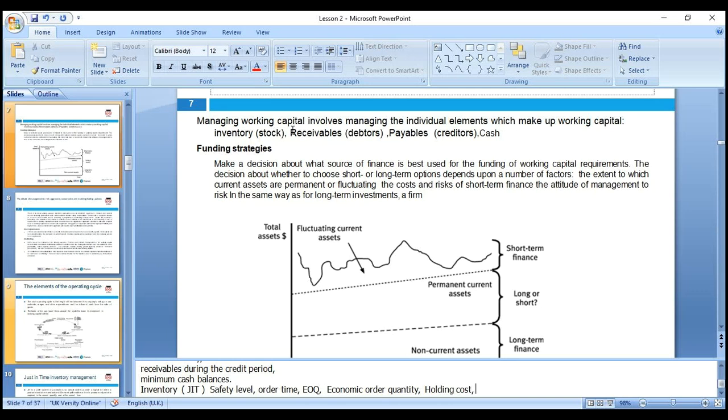So that's the inventory. Then receivables. If we have too much, what is the problem? Bad debts, yes? And it is difficult to collect. Bad debts, because a lot of money can be stuck in our receivables, and ultimately we always need to look at receivable days. How many days?